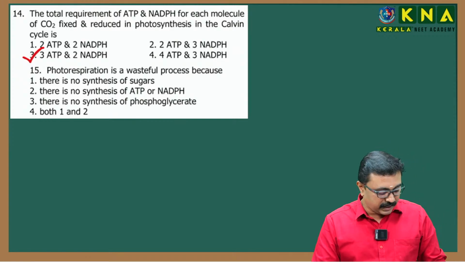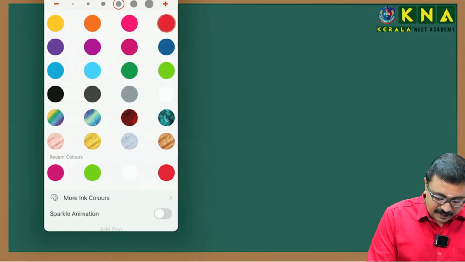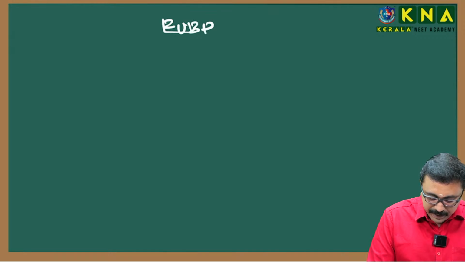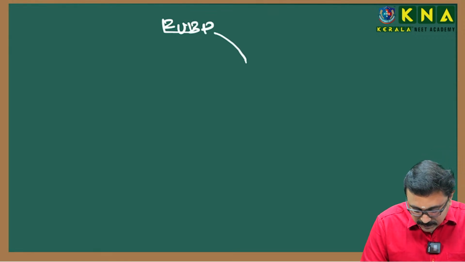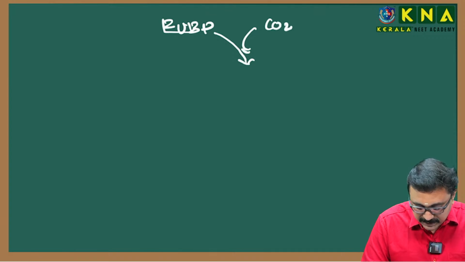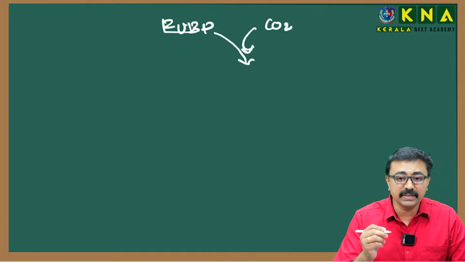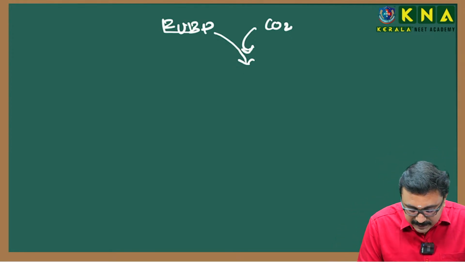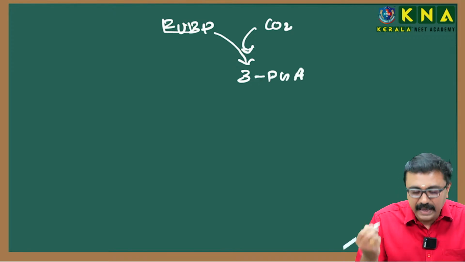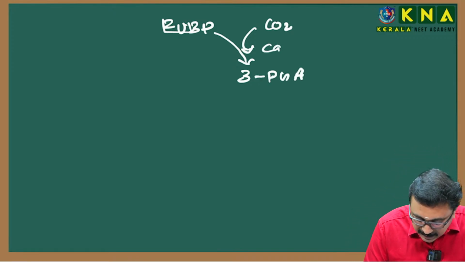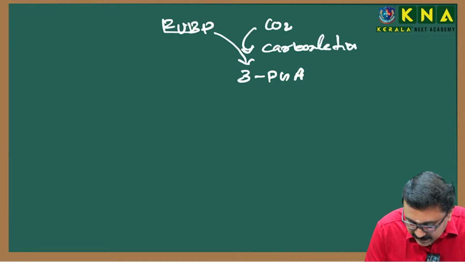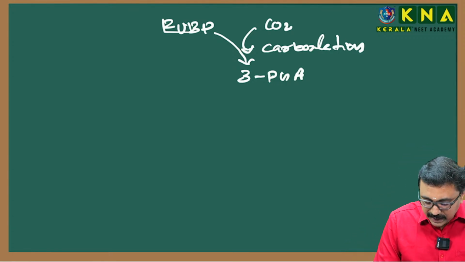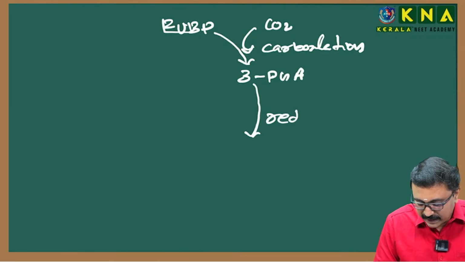So let's check the question. In the Calvin cycle, RuBP combines with carbon dioxide in the presence of an enzyme. Can you answer the enzyme? The enzyme is Rubisco, to form a 3-carbon compound called 3-PGA. This process is called carboxylation. And this 3-PGA undergoes a process called reduction.